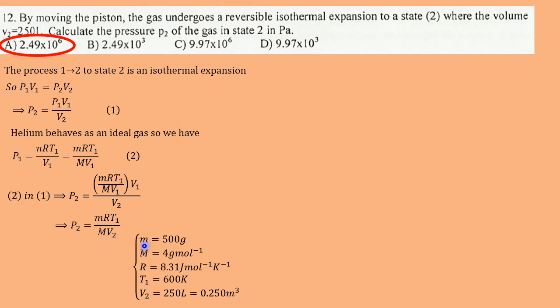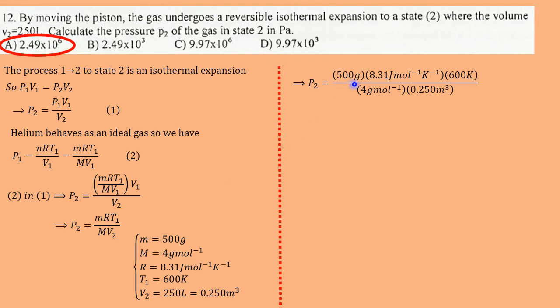So in the question, we're given m, the mass of the helium gas, to be 500 grams, the molar mass to be 4 grams per mole, the universal gas constant R to be 8.31 joules per mole per Kelvin, the initial temperature, that's the temperature at state 1, T1, to be equal to 600 Kelvin. Then the final volume, V2, the volume at state 2, is given as 250 liters, and to convert to meters cube, we divide by 1000, which gives us 0.250 meters cube. So we're just going to have this substituted in P2, and that's just what we have there.